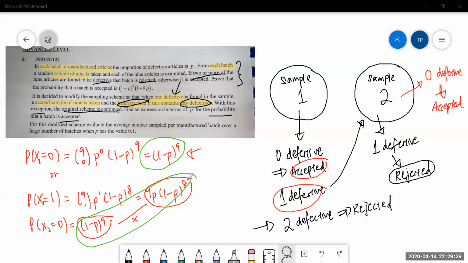Then lastly, for the modified scheme, evaluate the average number sampled. So the average number sampled over a large, when p has, so now you have the value of p already. P is 0.1. So now you have p. P is 0.1. Oh, I got the answer already.